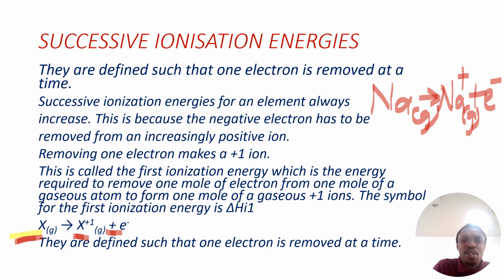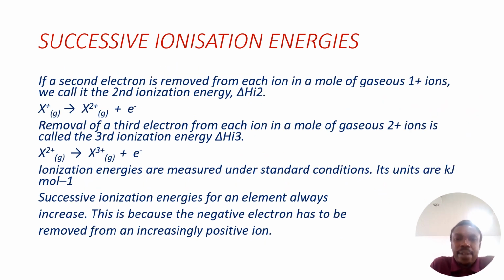So we call it first ionization energy, which is the energy required to remove 1 mole of electrons from 1 mole of gaseous atoms to form 1 mole of gaseous plus 1 ions. Just the way we have second ionization energy, third ionization energy, fourth ionization energy, depending on the number of protons. So that's what we call successive ionization energy, which is a continuous process. We have the second ionization energy. So if the second electron is removed from each ion in a mole of gaseous plus 1 ions, we call it the second ionization energy.